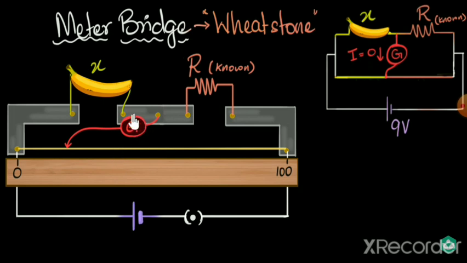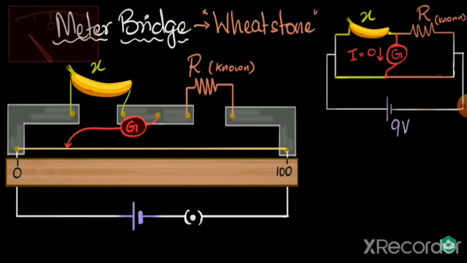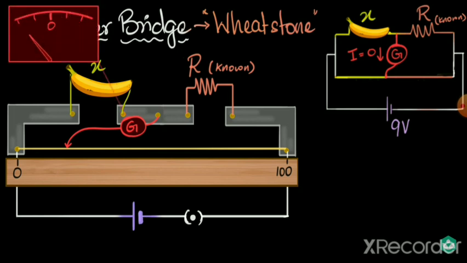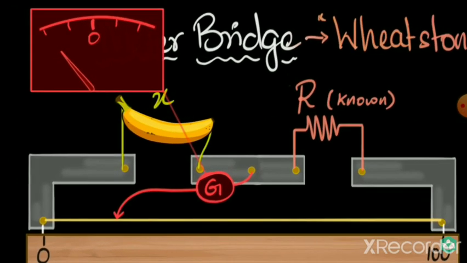And I keep doing that until the galvanometer deflection shows 0. So let me go ahead and do that. Let's say here is our galvanometer. Notice right now it's not pointing to 0. There is some current, which means right now we are not in the balanced condition. So I'm going to move this slider towards the right.